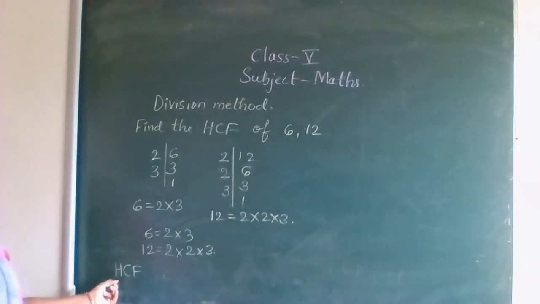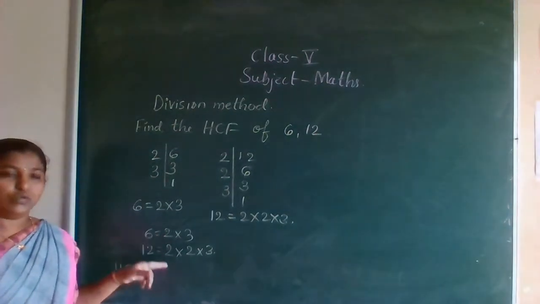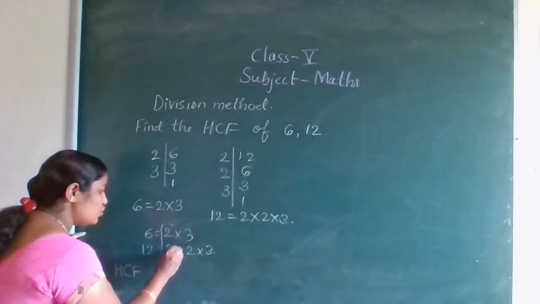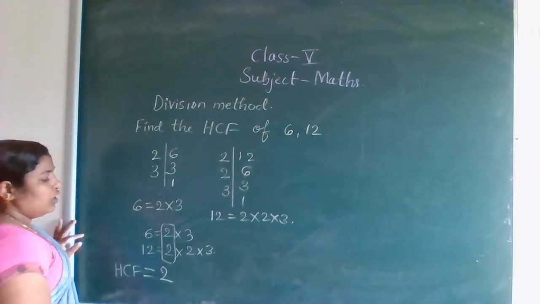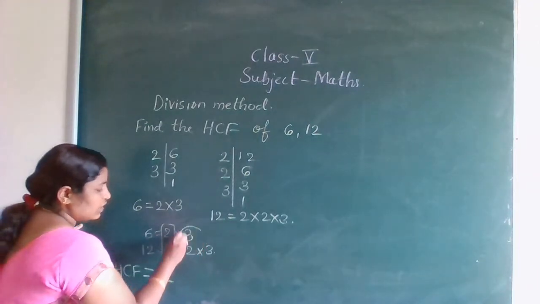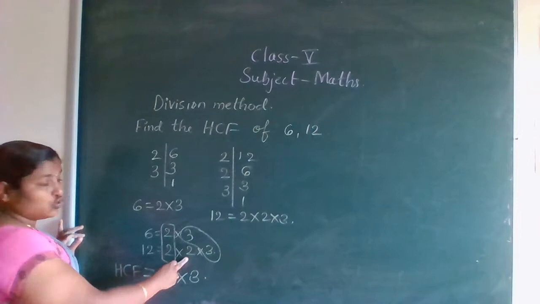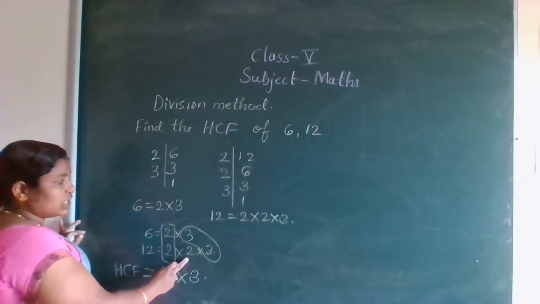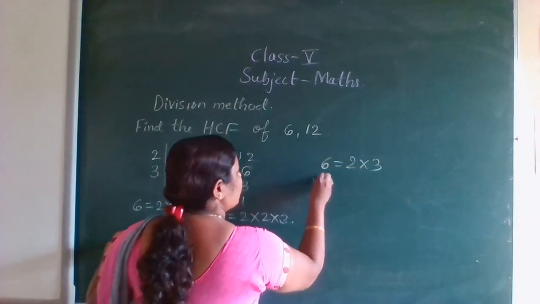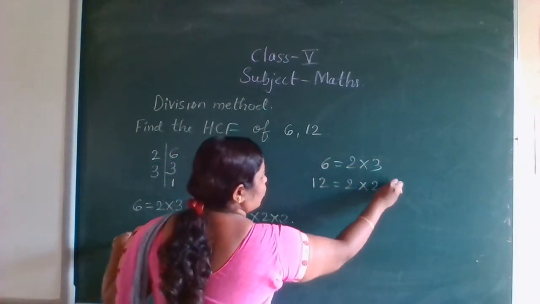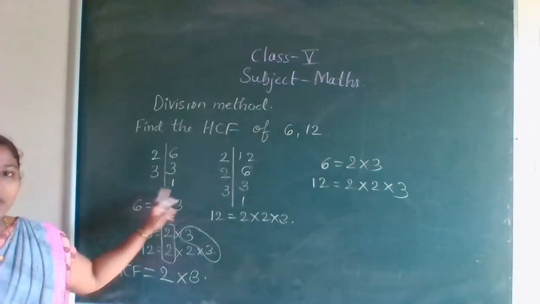HCF means highest common factor. So it should be common in both. Here also 2, here also 2. One set we should take, equal to 2. Here 3 is there, 3 is there. These two are common. Highest, into 3. We should not consider the extra 2. Once again I show you. 6 is equal to 2 into 3. 12 is equal to 2 into 2 into 3. We got the factors by the division method.